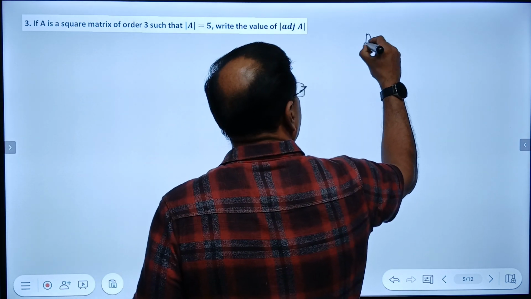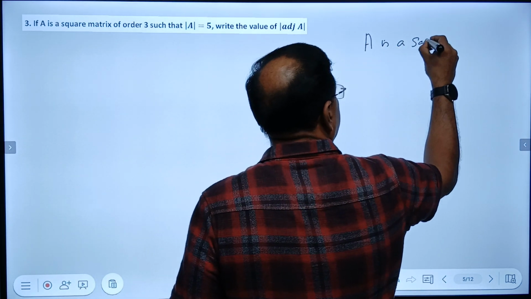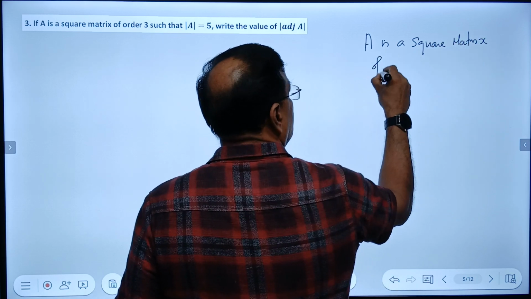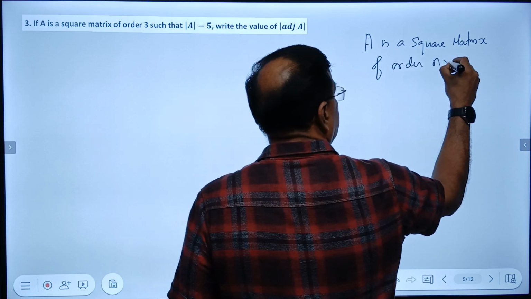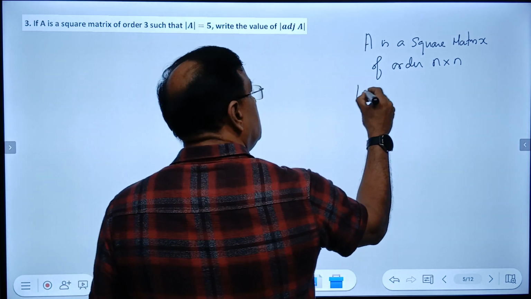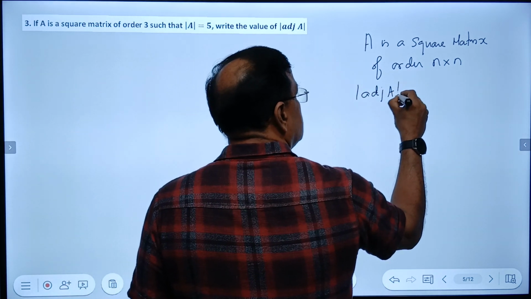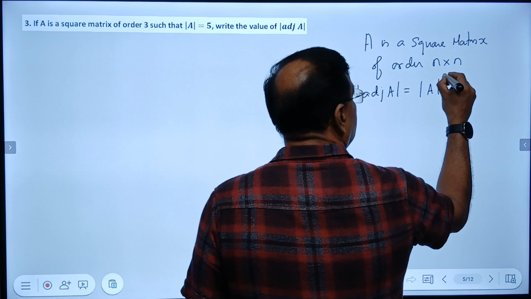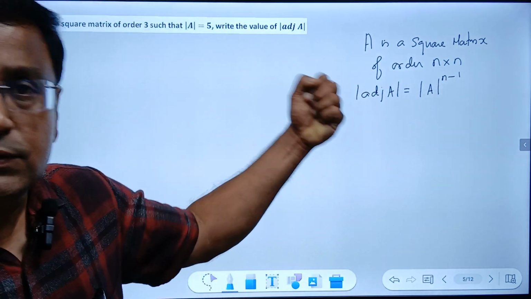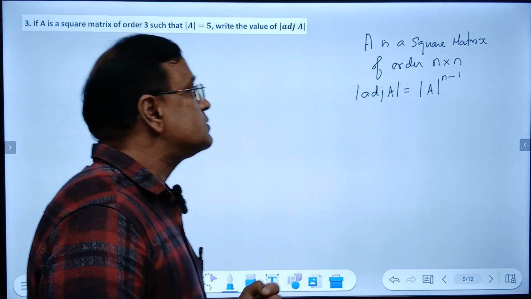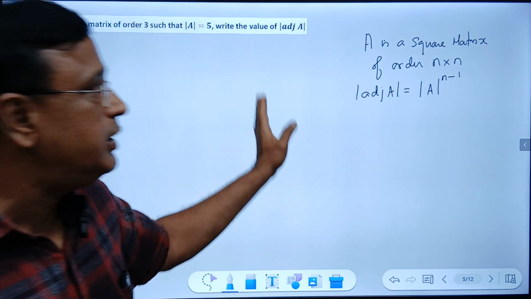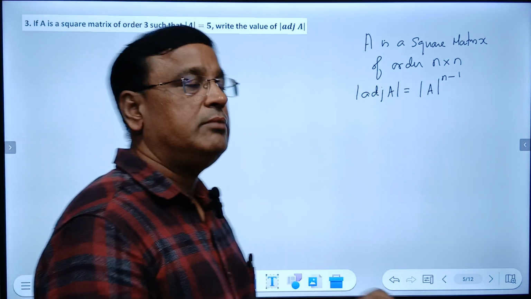If A is a square matrix of order n, then the determinant of adjoint of A is given by determinant A to the power of n minus 1. Very, very interesting formula. Please note this formula, very, very important. A is a square matrix of order n, then the determinant of adjoint of A is determinant A to the power of n minus 1.